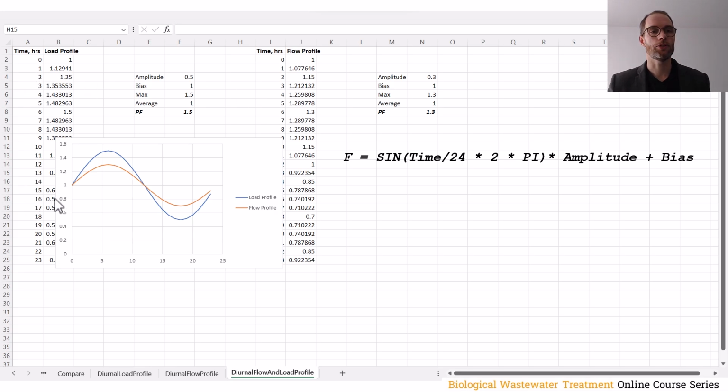So we have two tables here, one for the loading profile and one for the flow profile. You'll note that the peak on the load profile is somewhat higher than that for the flow profile. That's very typical of municipal sewage, that the variability in the load tends to be somewhat higher than the variability in the flow. So we're using a peaking factor of 1.3 for the flow and a peaking factor of 1.5 for the load.